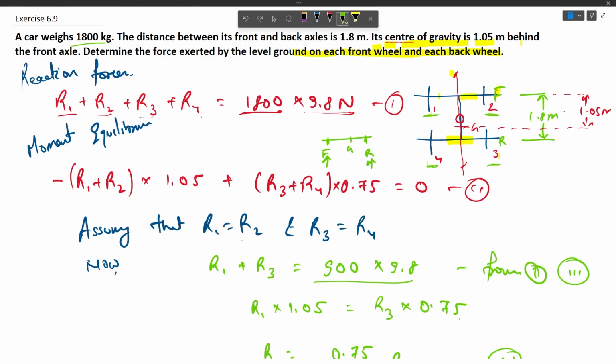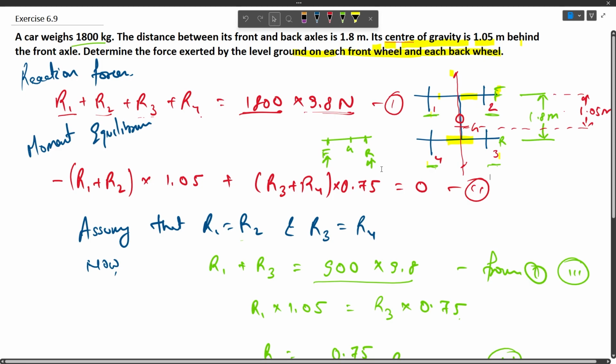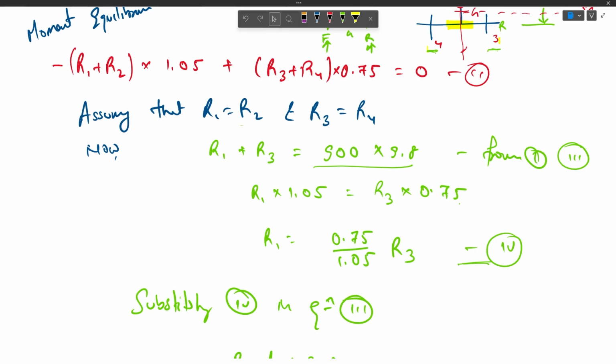Now assuming that the car is symmetrical, that is the reaction in wheel 1 is equal to reaction in wheel 2, and also reaction in wheel 4 is equal to reaction in wheel 3. We will get this relation from 1, that is R1 plus R3 equals 900 times 9.8, because of the symmetry condition, only half of the weight would be acting on each of the wheels, that is each half of the wheels. Now from relation 2 we will get this equation from the moment equation.